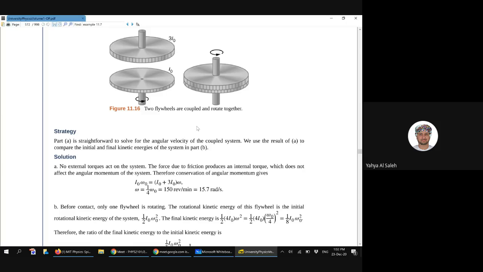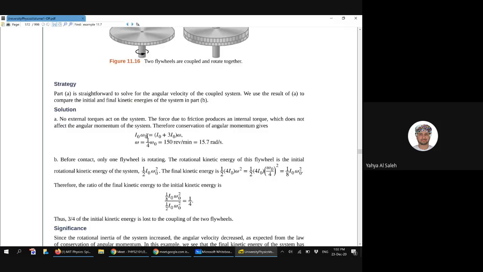Okay, let's do this. So we have no external torques acting on the system. The only thing that happens is one is rotating, the other is not rotating. We put them together. Friction is between them, so inside the system itself, internal torque, and they start rotating together.